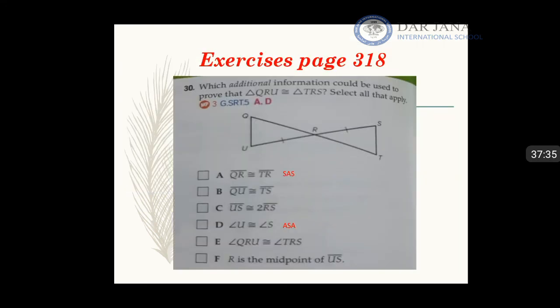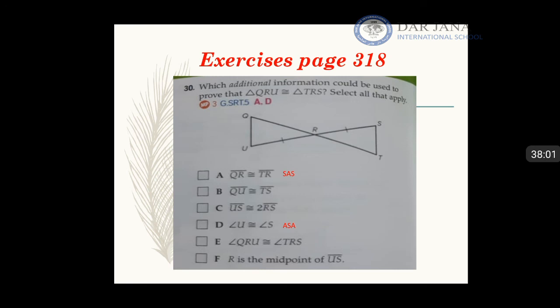So let's have this exercise number 30, book page number 318. They're asking which additional information could be used to prove that triangle QRU is congruent to triangle TRS. From the figure, let's check what we have. We have that UR is congruent to SR. And also we have angle QRU congruent to angle SRT, since they are vertical angles.